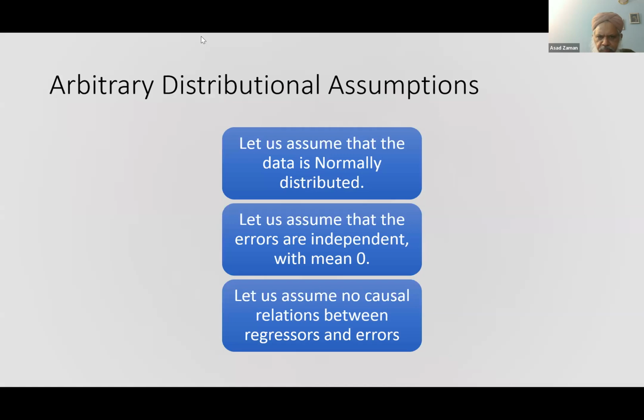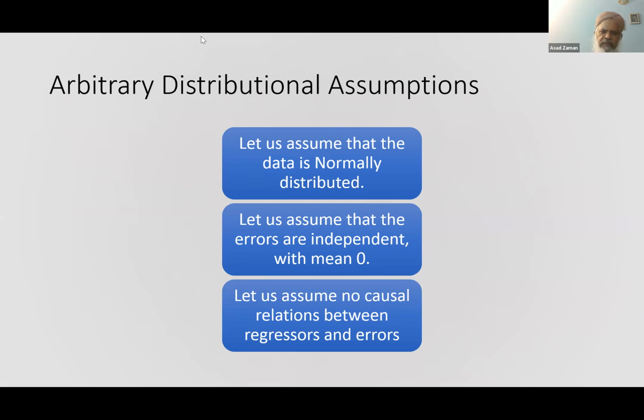So you do statistics, you're familiar with the idea that, okay, here's some data, let's assume it's normal. Where do you get this? How can you assume it's normal? What happens if the data is not normal? Similarly, in regression analysis, you assume that errors are independent and that they have mean 0. And you assume exogeneity, which nobody really understands because there is no definition of causality. What it really means is that there is no causal relationship between the errors and the regressors.